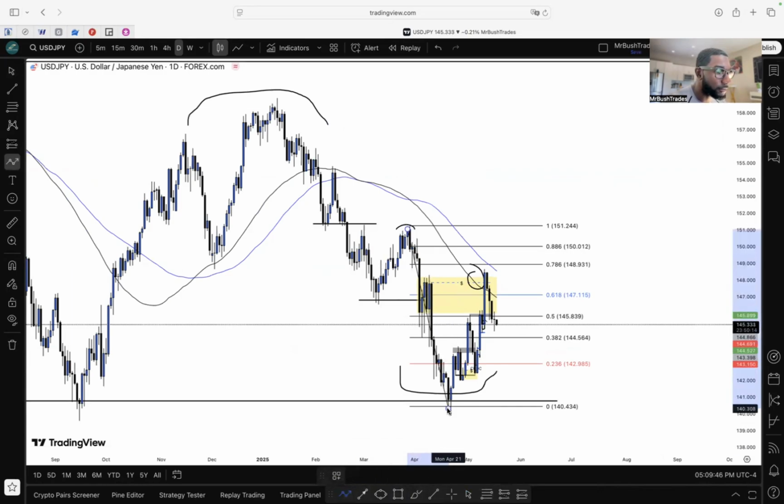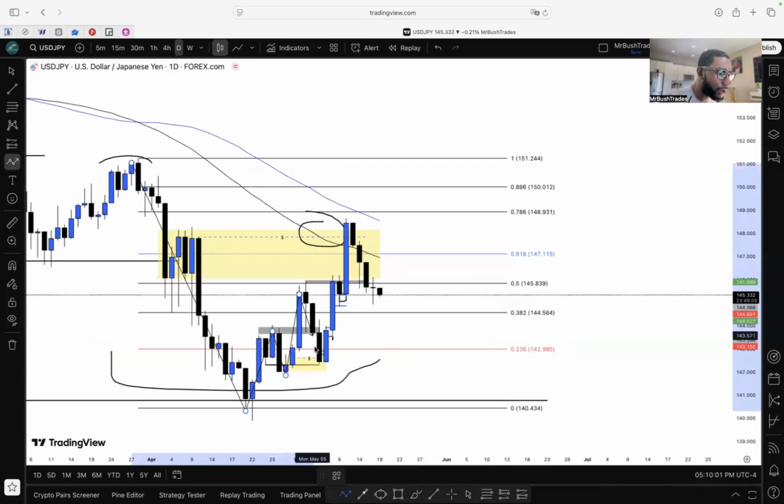So we pointed out a fib from point A to point B, and UJ has been correcting itself, right? A correction is higher highs and higher lows in a downtrend, right? So we had higher high, higher low, higher high, higher low point, right?